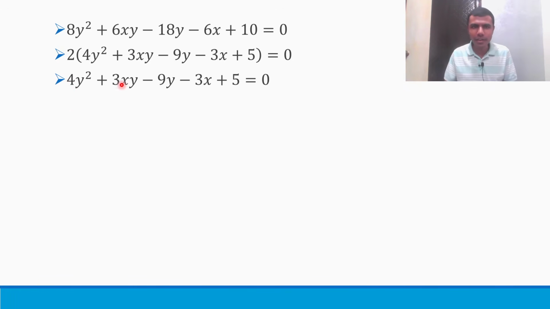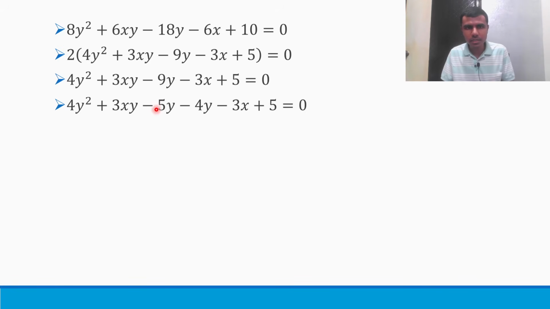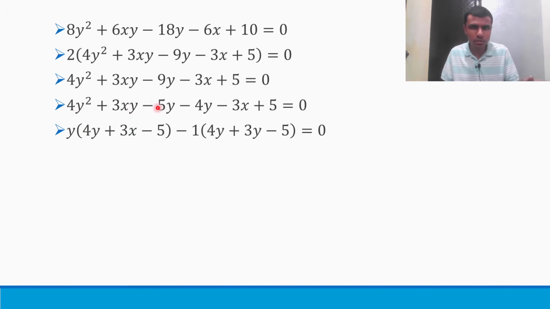So now how to factorize this? Here we have 4 and 5, and here I have 9. So how to factorize this? Write this minus 9y as minus 5y and minus 4y. In the first 3 terms take y common, so y into this, and in the next 3 terms take minus 1 common. Hooray, it's matching.